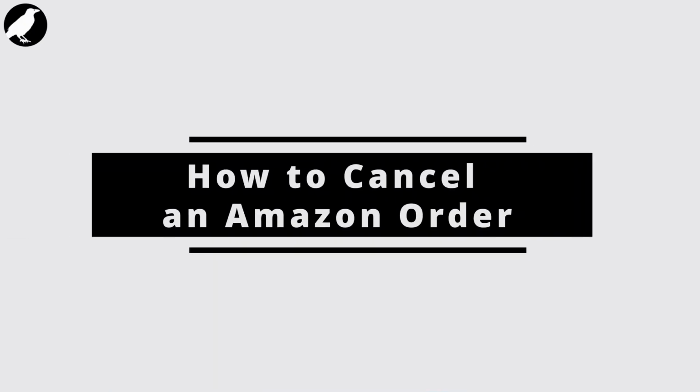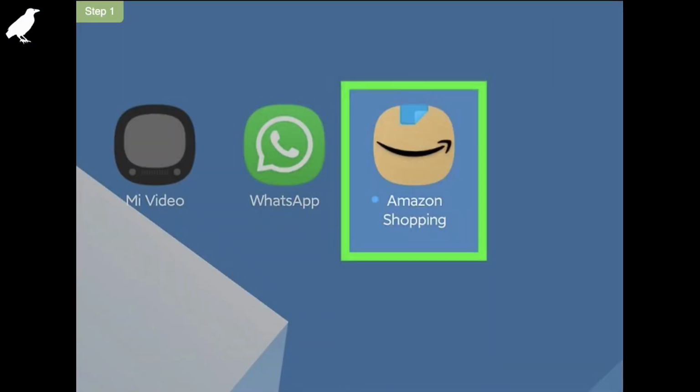How to cancel an Amazon order. So let's get started with the tutorial. First of all, open your Amazon app. You can cancel an Amazon order that has already been shipped straight from your mobile device. Open your Amazon app to get started.